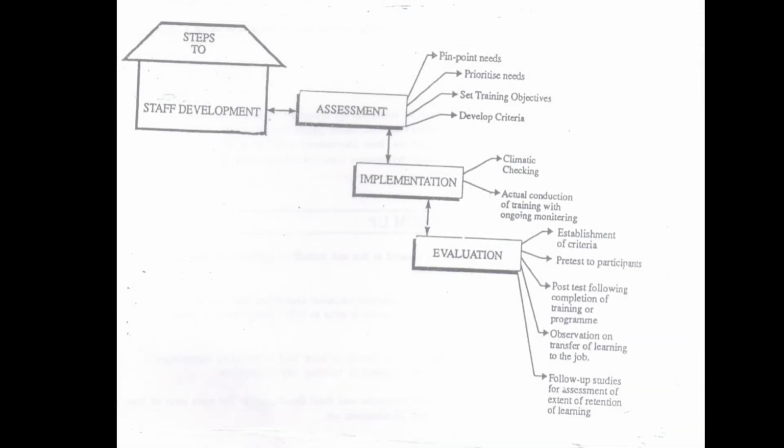Then comes a simple step for the staff development program. It is one of the types. Again I will discuss in detail how to plan a training program, planning and organizing any type of staff development program. This is a simple step they have given: assessment, implementation and evaluation. In the assessment, we have to find out the needs for the staff development program, then prioritize the needs, then set the objectives, then develop the criteria.